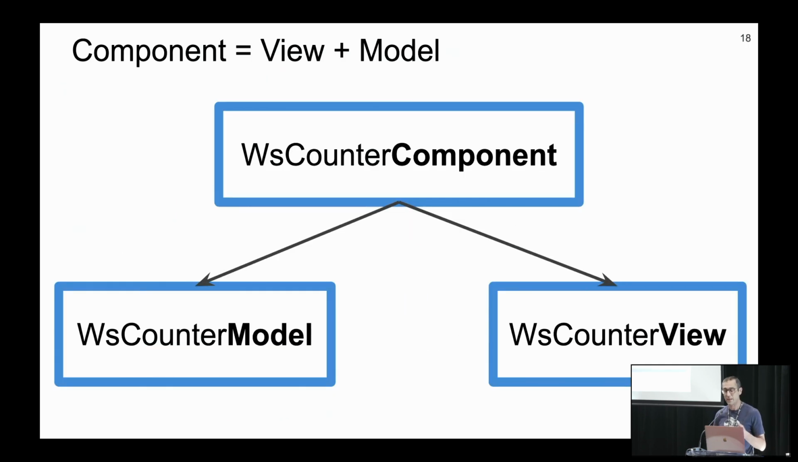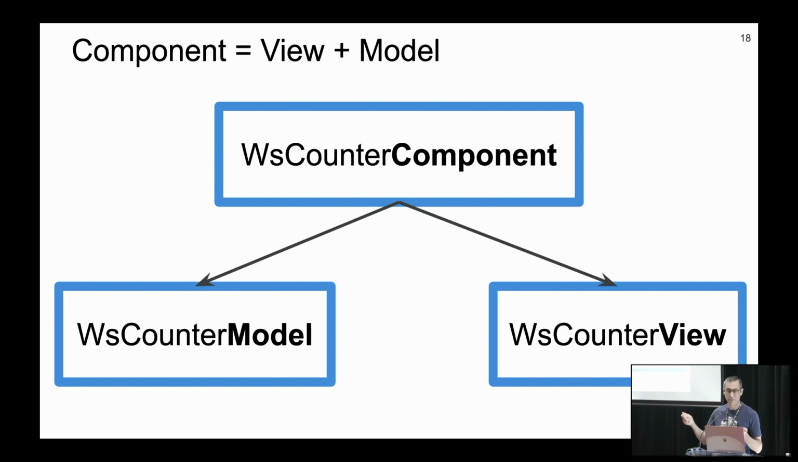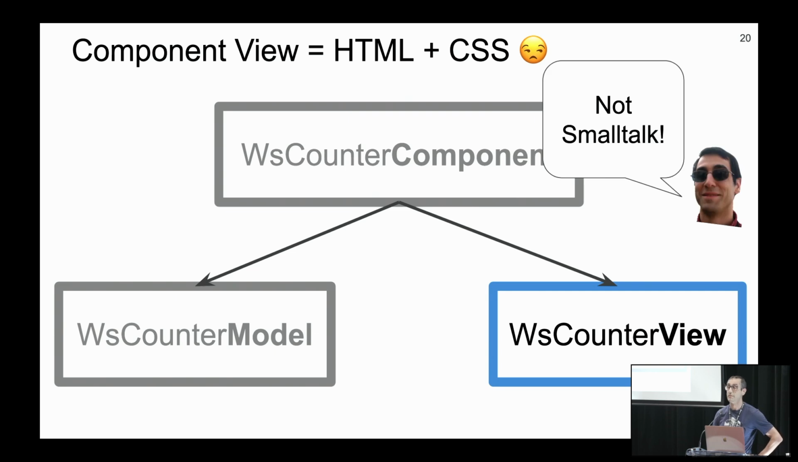And since I want to make a clean design, I will separate the view part, the model part and the controller. Basically, a simplified version of MVC. I have this counter component that will reference two other classes, one for the model and one for the view. But those are HTML for the view. This is HTML with CSS, not Smalltalk, of course.